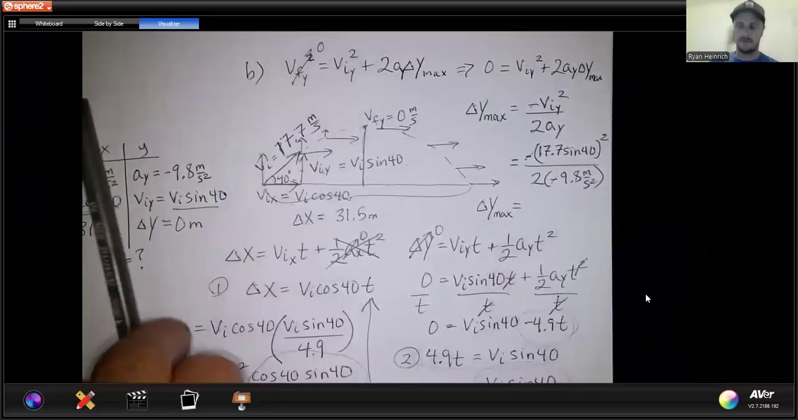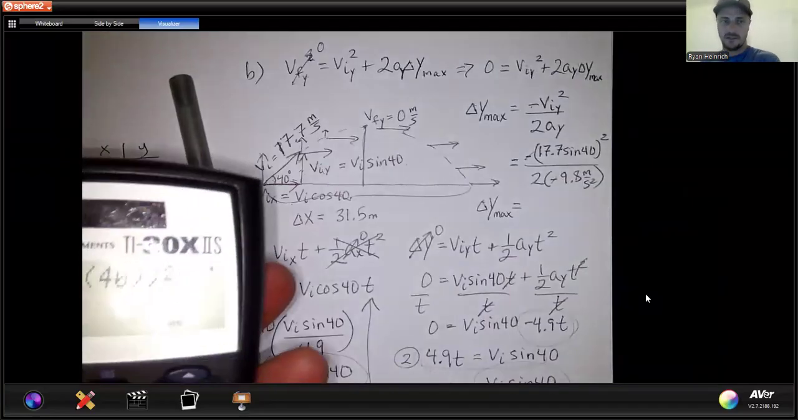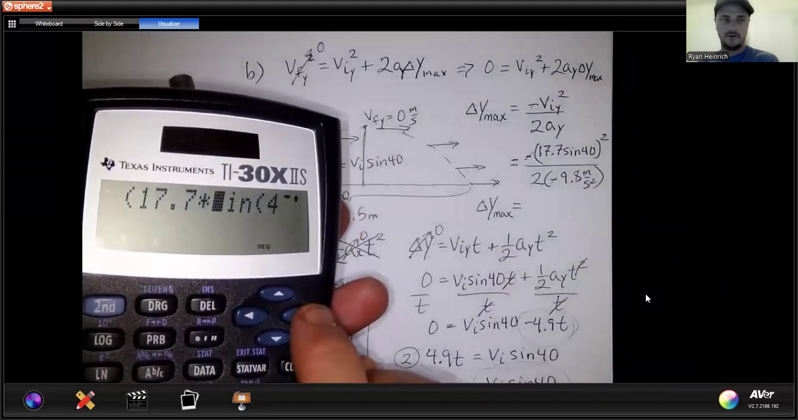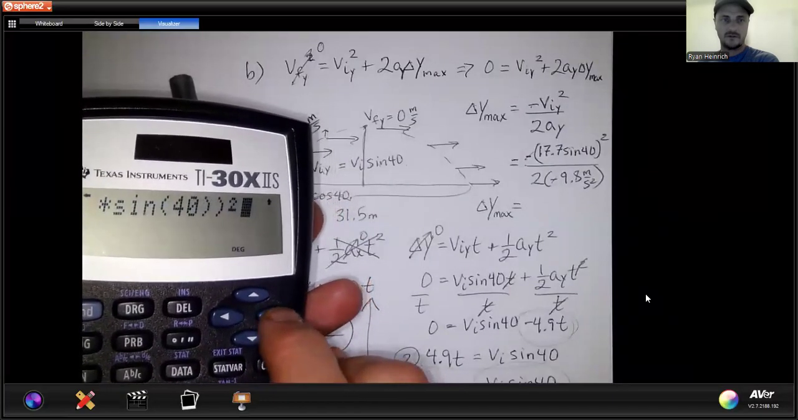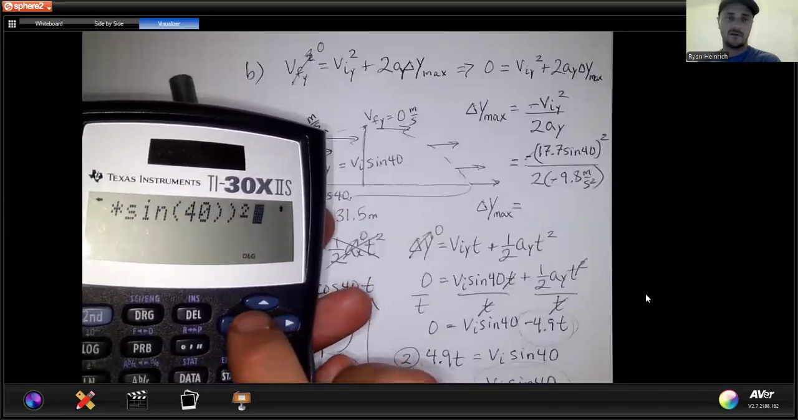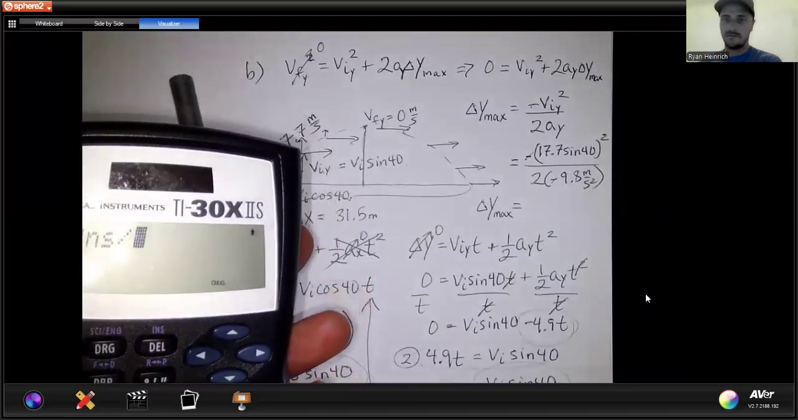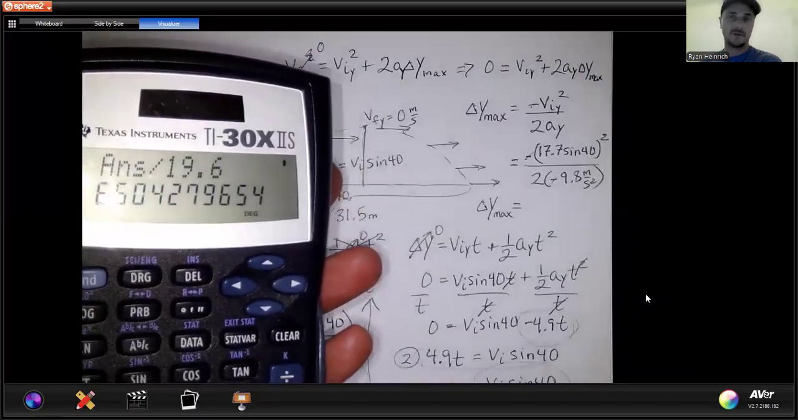Putting in my calculator, I will do 17.7 times the sine of 40. And I want to show you what I'm doing just in case you need help with this. So actually what I did is I put the entire numerator in parentheses. So there's the closed parenthesis for the sine of 40, but then there's another closed parenthesis with a squared. I want to make sure that squared applies to everything in the numerator there. I'm going to press equals, divided by 19.6, and we get 6.604.